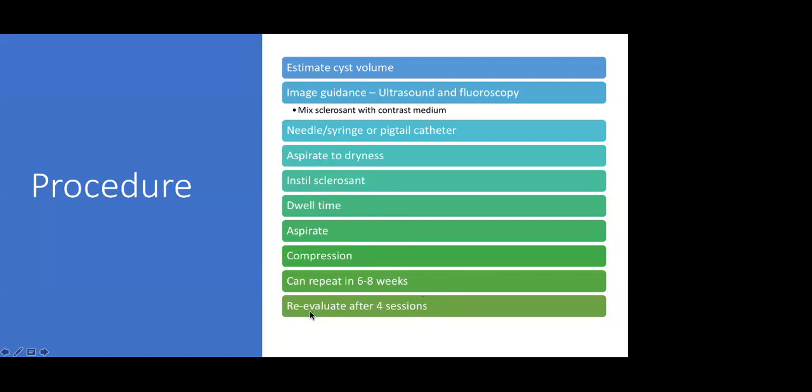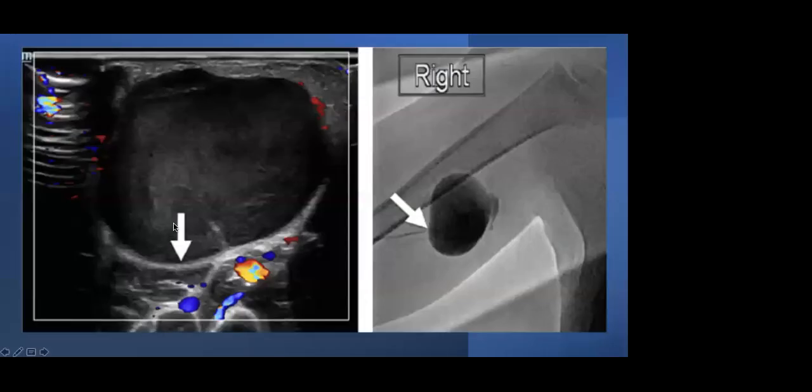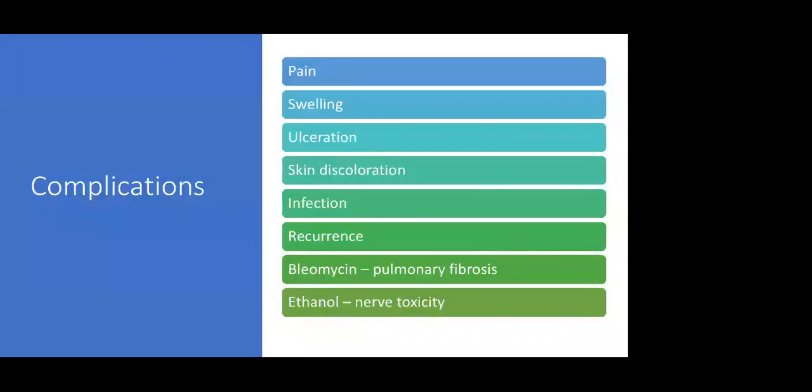And then after 4 sessions, if you haven't had a good response, you should reevaluate and decide if you need to use something else. It's just showing where they use ultrasound, and where they use fluoroscopy, first injected with a bit of contrast to guide sclerotherapy. Complications include pain, swelling, ulcerations, skin discoloration, infection, recurrence, and with bleomycin, pulmonary fibrosis, and it also puts them at risk for secondary malignancies. And then ethanol, if it extravasates, nerve toxicity.